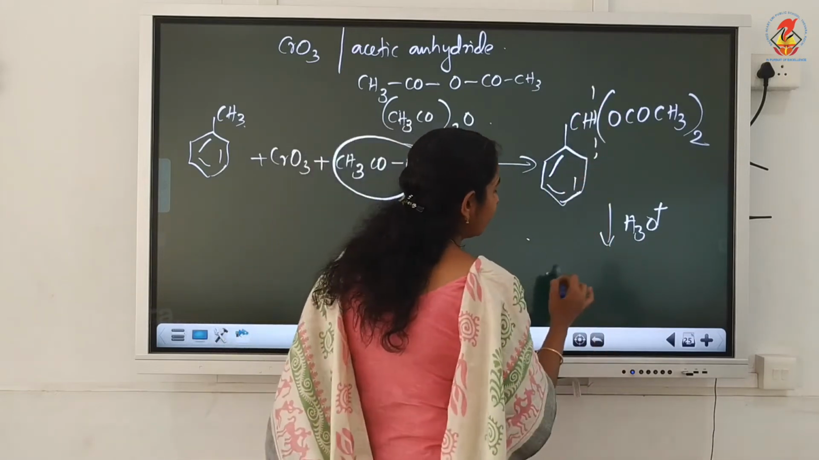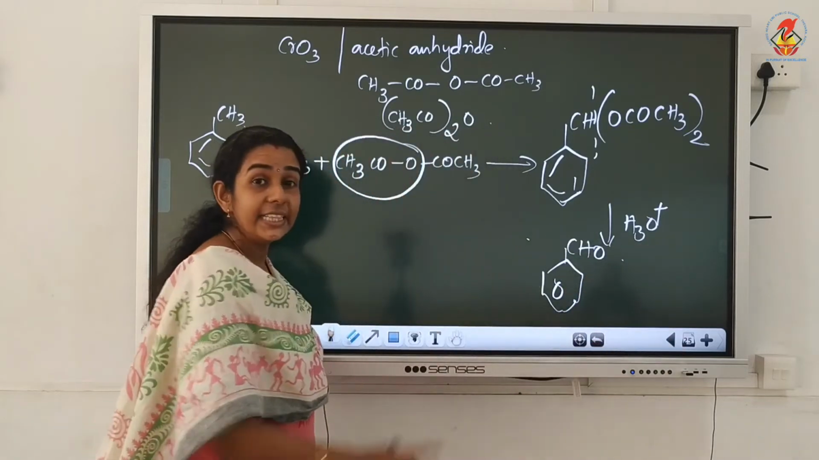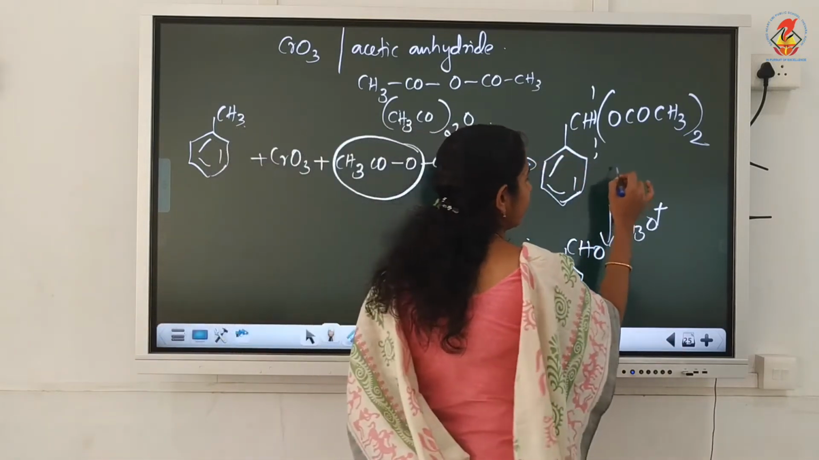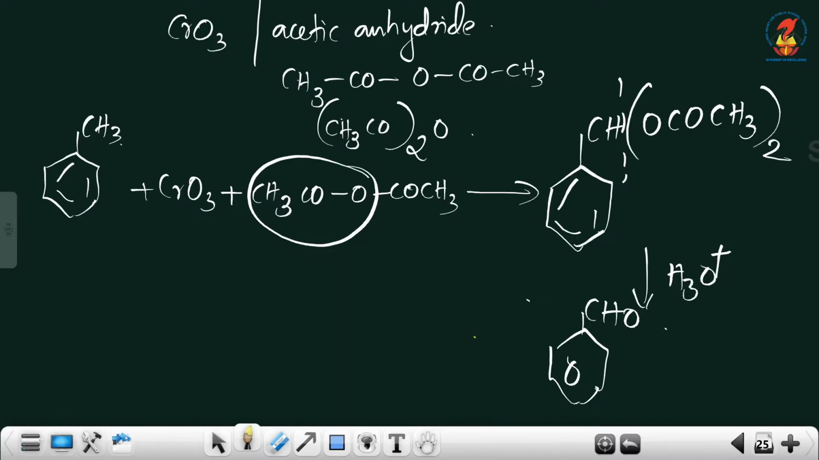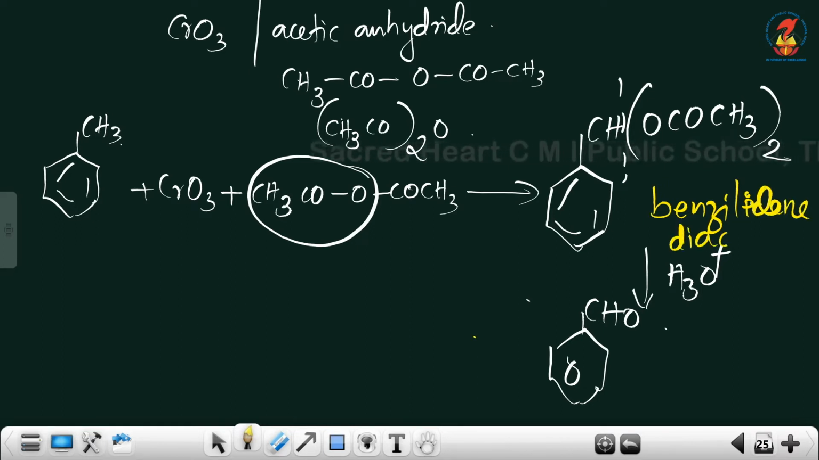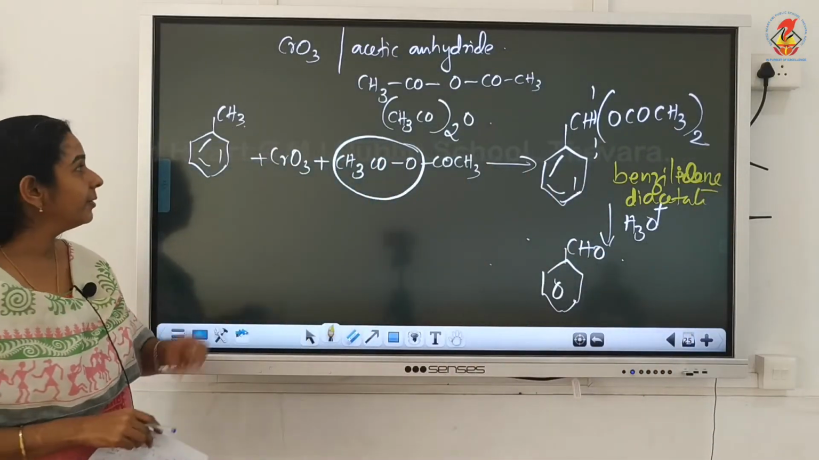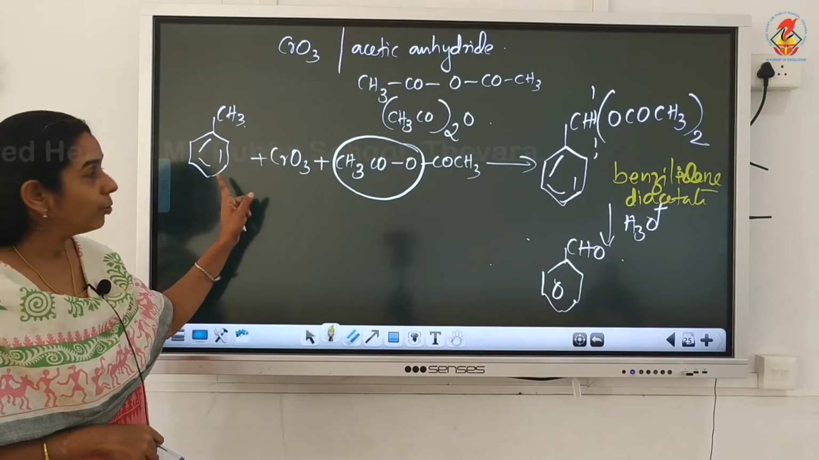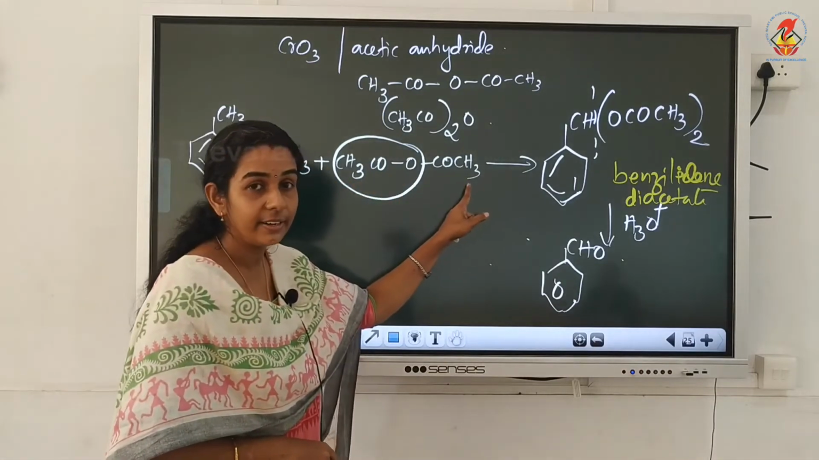Here they will be splitting and finally we will be getting this intermediate, which is known as benzylidene diacetate. So what is the basic reaction taking place here? Methylbenzene or toluene reacts with chromic oxide in presence of acetic anhydride.